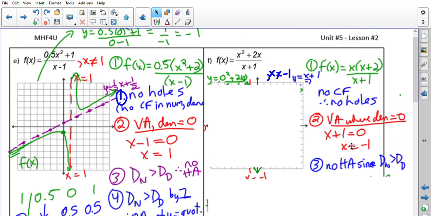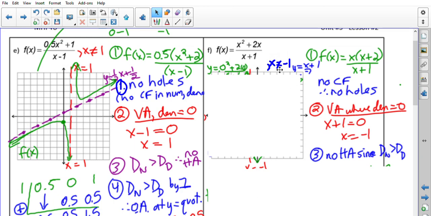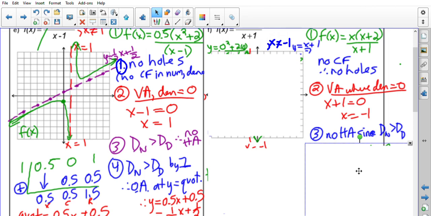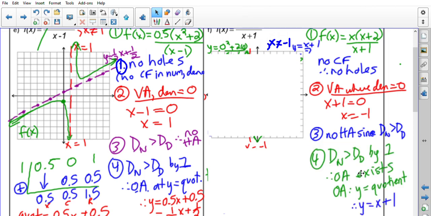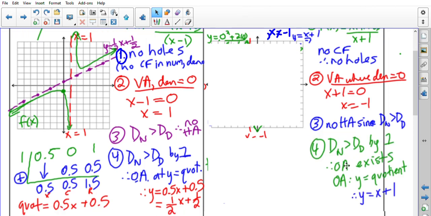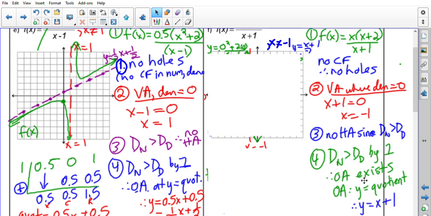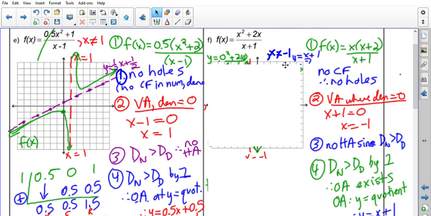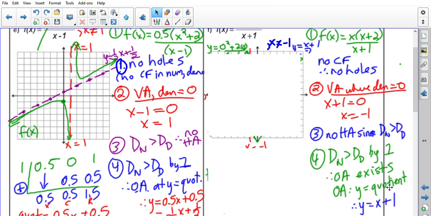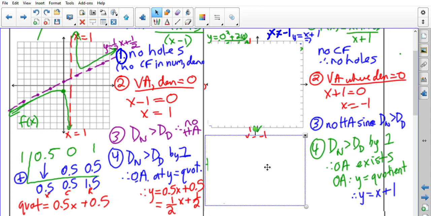There is no horizontal asymptote because the degree of the numerator is greater than that of the denominator. There is an oblique asymptote yet again because the degree on top is greater than that of the bottom by exactly 1. So that means you would have to do your synthetic division again.